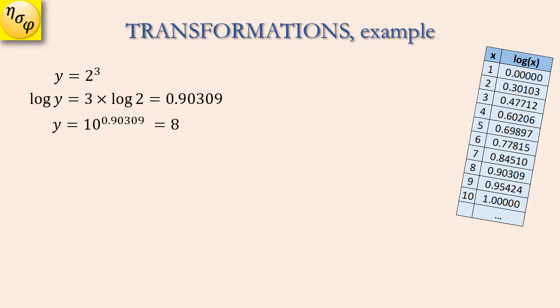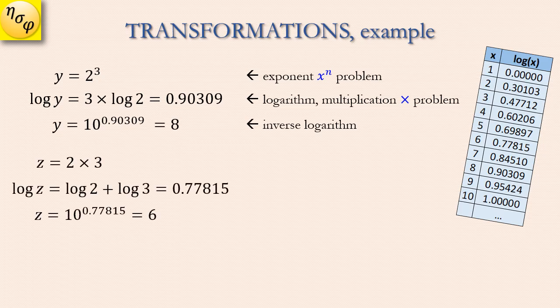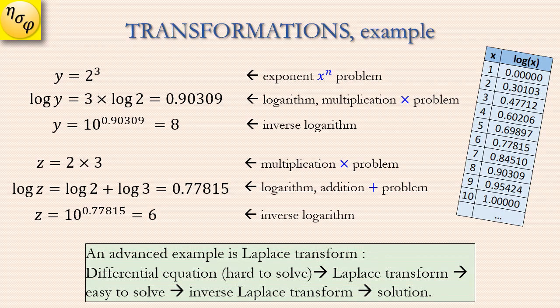We can use it to calculate an exponent, for example, y equals 2 to the power of 3. Converting 2 to its logarithm, we then need to perform only a multiplication operation to calculate y, and multiplication is cheaper than exponent. The second example is y equals 2 times 3. Converting 2 and 3 to their logarithms, we then can perform only an addition operation to calculate z, and addition is cheaper than multiplication. An advanced example is Laplace transformation to solve differential equation problems.